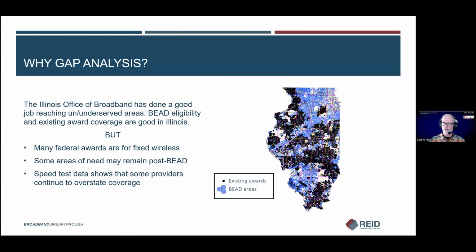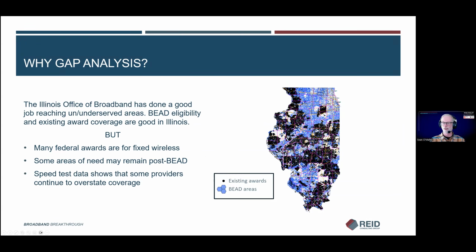Because the Illinois Office of Broadband has done a really good job of identifying underserved areas and reaching them. If you look at this map here, all of these black areas are either federal or state awards that already exist, and all of the blue areas are BEAD related. So you've got a lot of coverage there. But a couple of caveats.